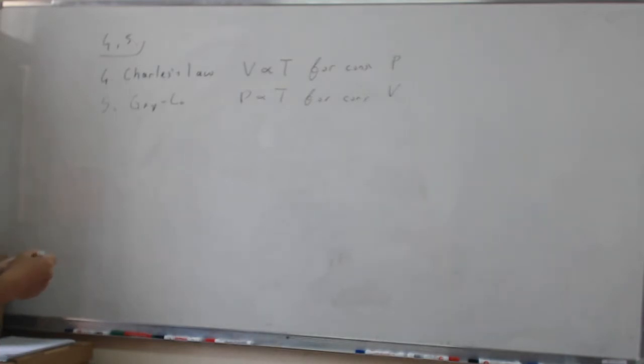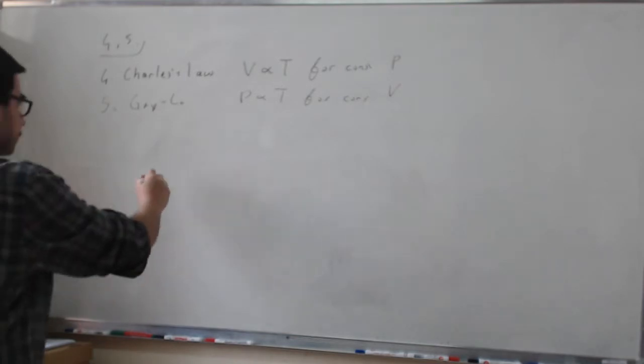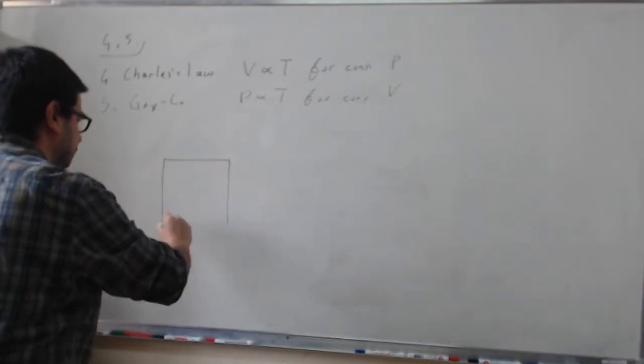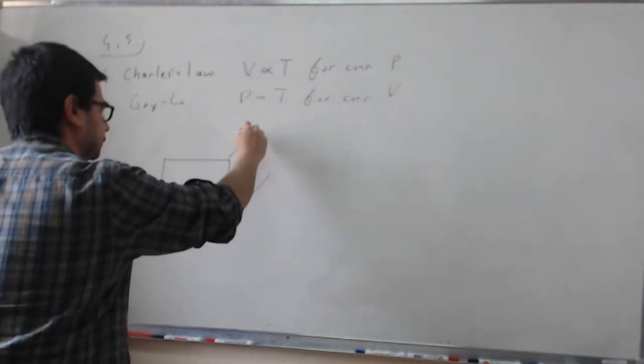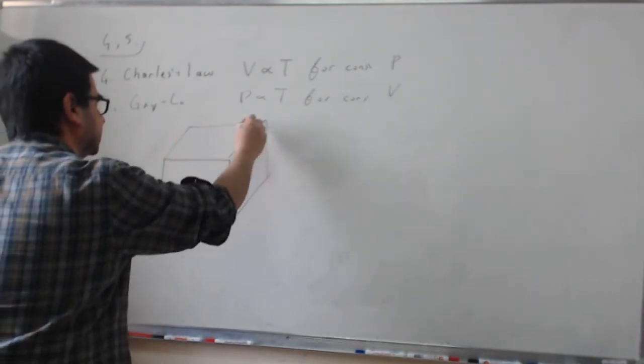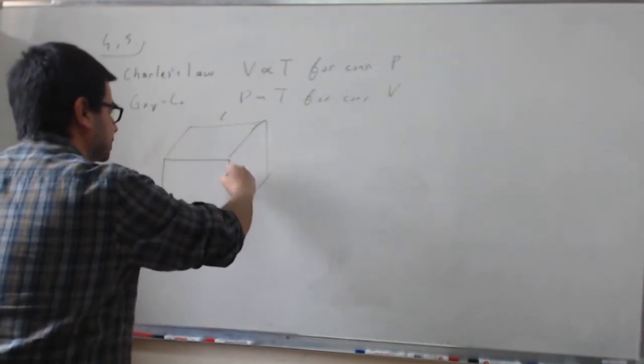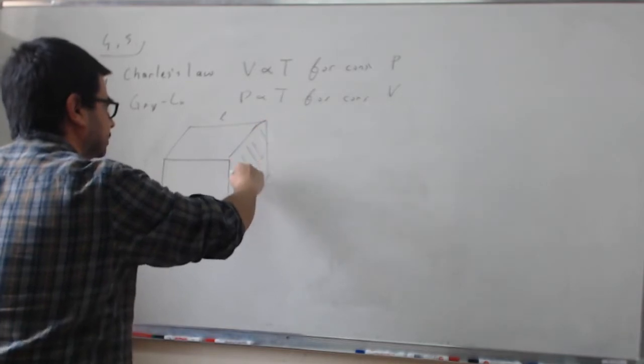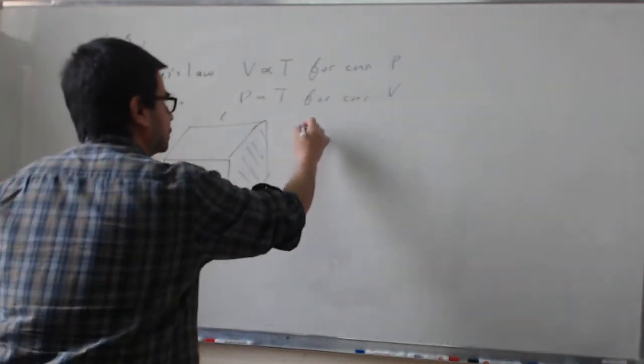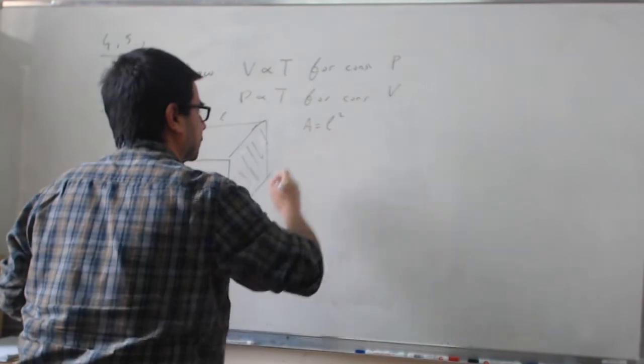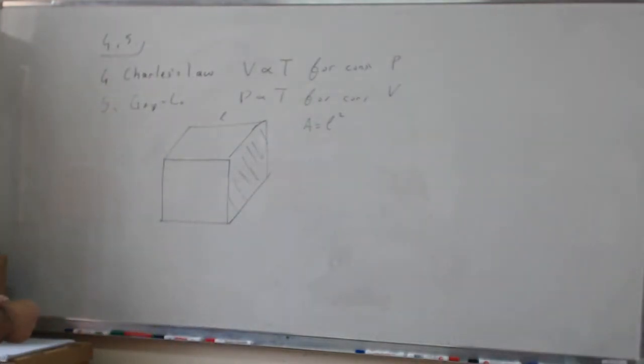So I'm going to use the technique that we actually used when we were discussing kinetic theory. I'm going to have a cubic box of side length L, and I'm going to just look at one side of this, let's say this right side, which is some area A, which is of course just L squared. And I want to show that V is proportional to T when we keep the pressure constant. So as we increase the temperature, the volume should just increase if you want to keep the pressure constant.